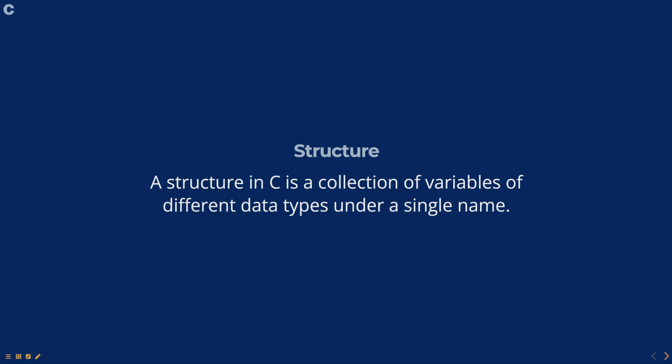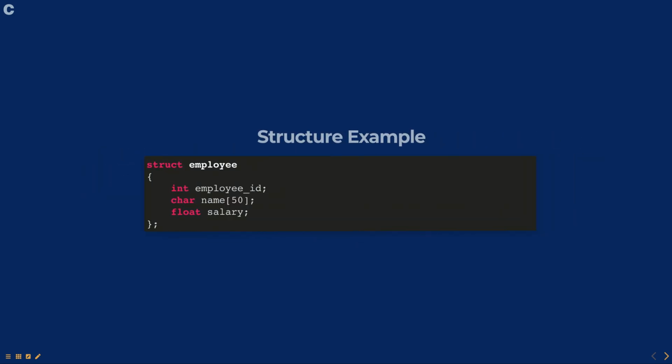In C, a structure is declared using the struct keyword, followed by the name of the structure and a list of variables within the curly braces. In this example, a structure named employee is defined with three members: an integer employee ID, a character array name of size 50, and a floating point number salary.